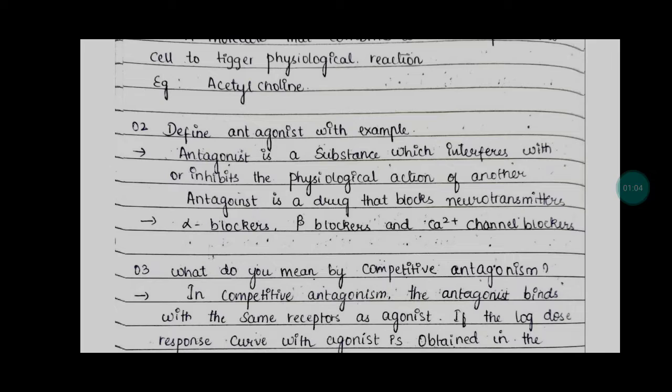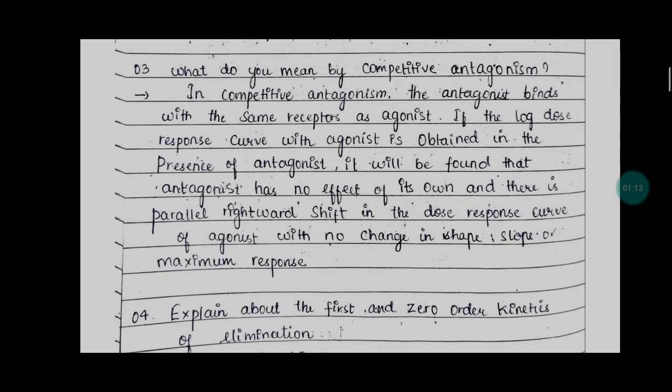And question number 3, what do you mean by competitive antagonism? Competitive antagonism is when an antagonist binds with the same receptor as the agonist. If the log dose response curve with the agonist is obtained in the presence of the antagonist, it will be found that the antagonist has no effect of its own, and there is a parallel rightward shift in the dose response curve of the agonist with no change in the shape, slope or maximum response.